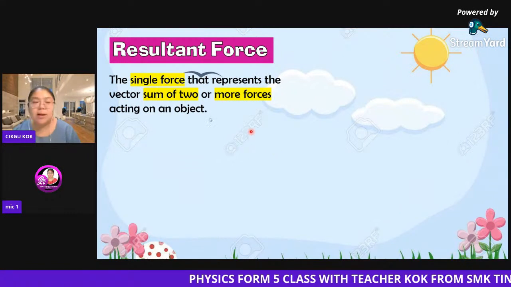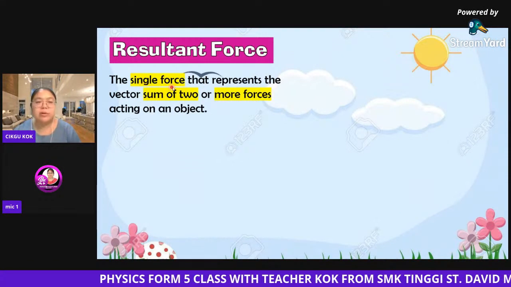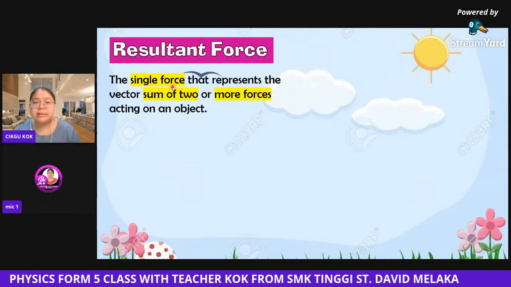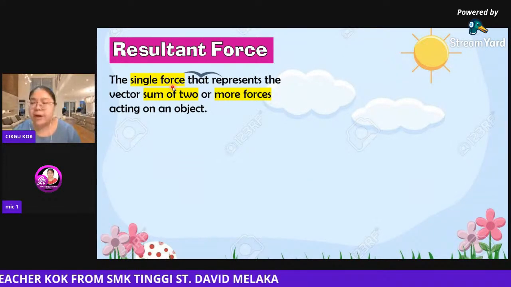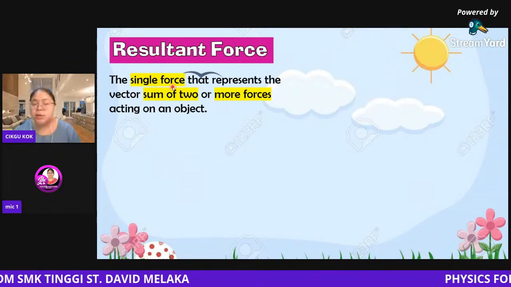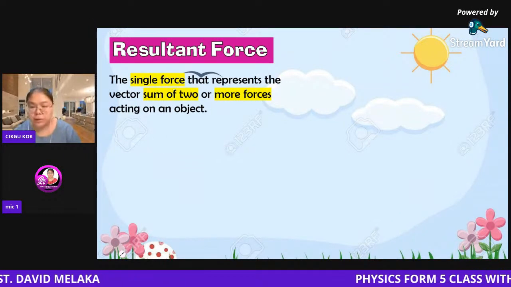Okay, thank you. So from here, the resultant force is a single force. It's the sum of two, or you say more, three or five. You plus them together, finally you are left with one only, right? So that one we call a resultant force.